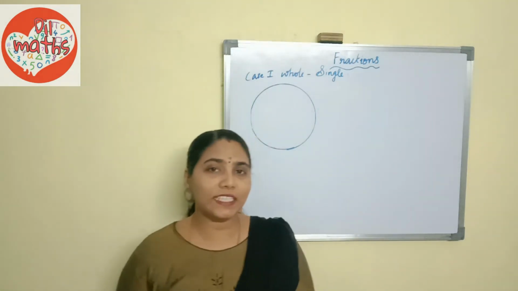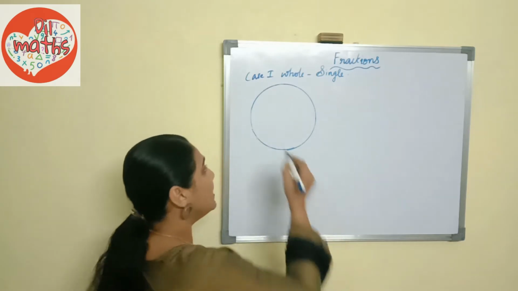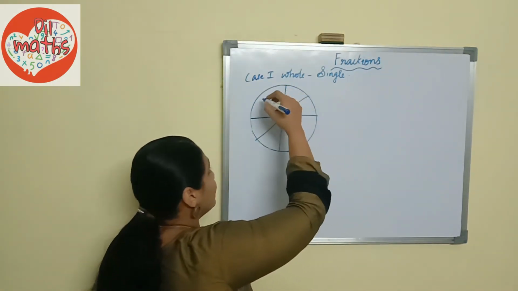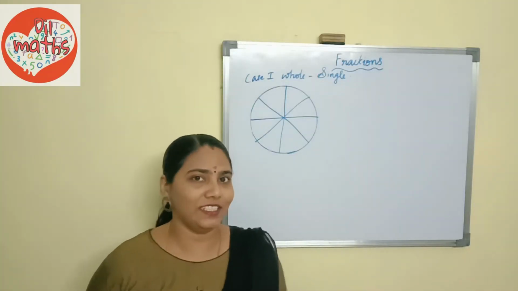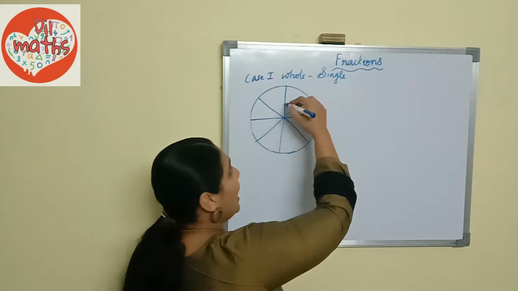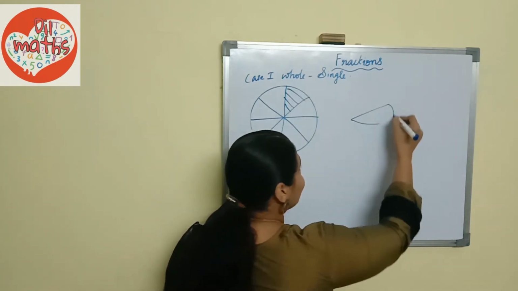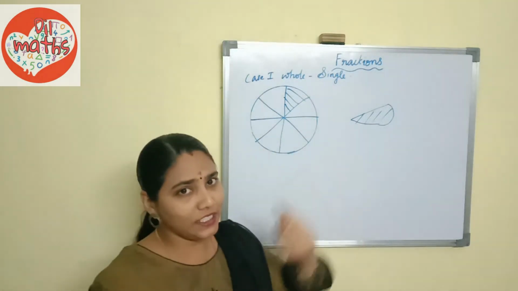Here I took a pizza. 8 equal parts will be there in a pizza, isn't it? From these 8 parts, I took one part and I ate. So that eaten part I drew here. So this is the part I ate.